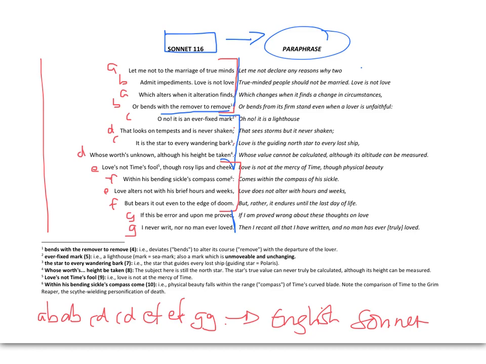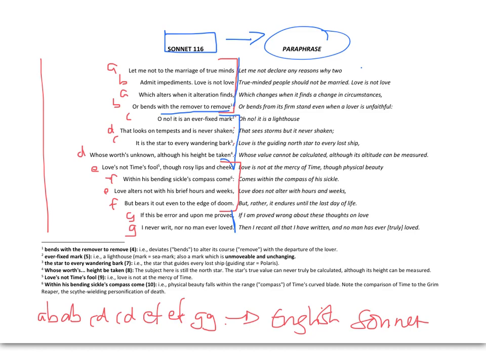The lighthouse, a bit like love, is unshakable. The light doesn't change. Whilst the sea and the waves may change, the lighthouse, the light itself, does not change. He says it's an ever-fixed mark that looks on tempests and is never shaken. Further on, he develops this idea.